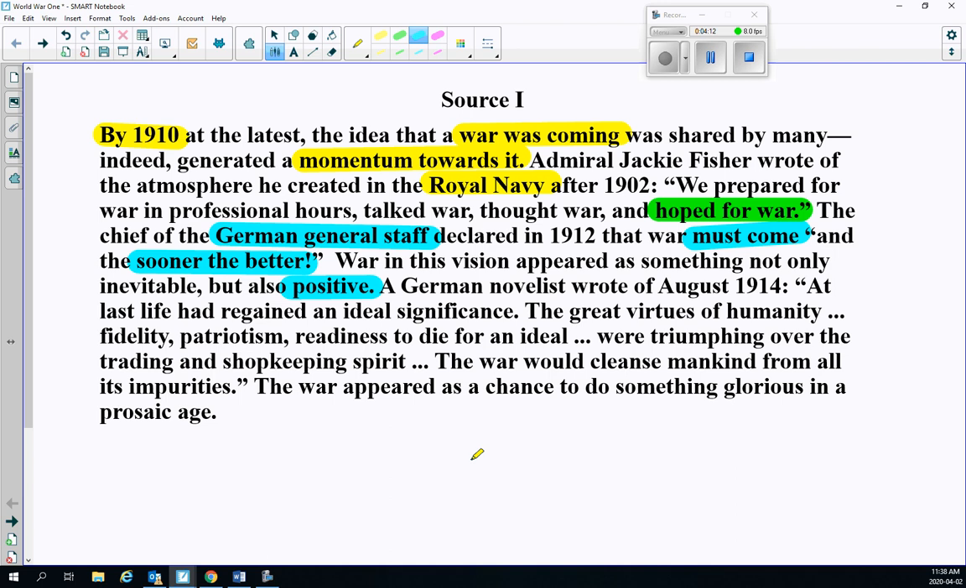It's always conveyed in a negative perspective. Different time back then. War is positive. It's something that you wished for, something that you wanted for. A German novelist talking about the significance of war, the great virtues of humanity. Fidelity is loyalty. Patriotism is the love of your country, your readiness to die for an ideal. To die for an ideal would mean to die for your country, to die for your country's ideology.